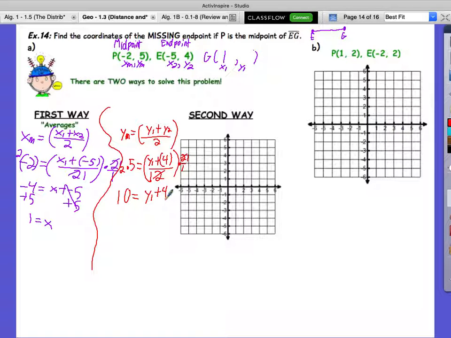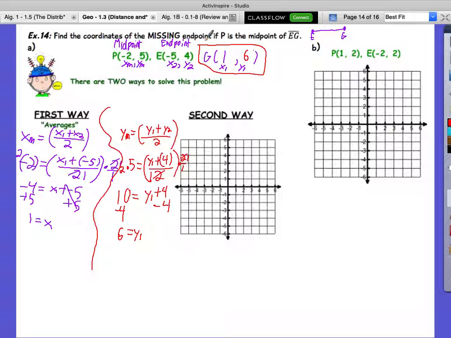So now what do we do to get rid of this plus 4? Subtract 4, because now we don't have any denominators. That's awesome. What's 10 minus 4? 6. So that equals our y sub 1. Okay? So now we can write that as an ordered pair, can't we? Because we have this 1 for the x, we have the 6 for the y, so G, our missing endpoint, is 1 comma 6.